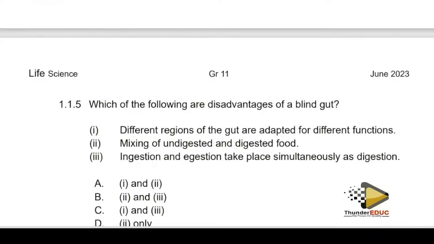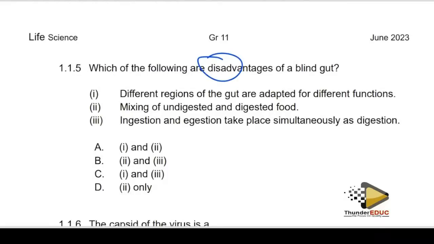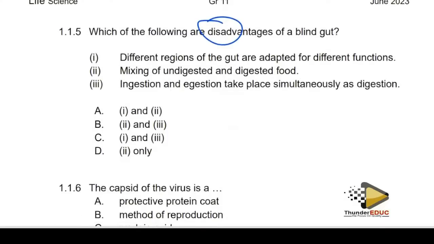Which one of the following is a disadvantage? They're saying disadvantage of a blind gut. When you say a blind gut, it means that one side is closed. Different regions of the gut are adapted for different functions, mixing of undigested food. Since they're talking about the disadvantage, yes, there is mixing. So basically, 2 is the most correct answer. So the answer becomes D. 2 marks there.